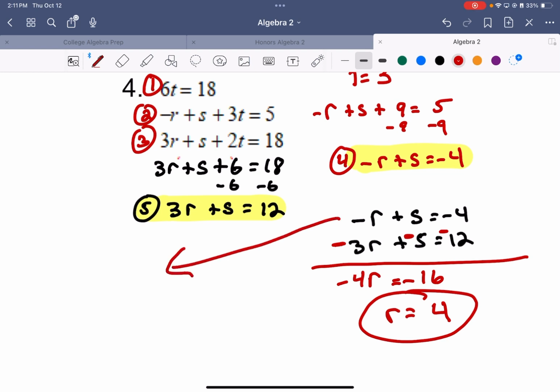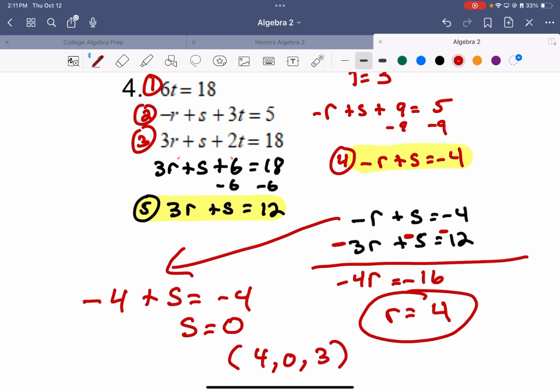I'm just going to take equation number 4 and substitute in 4 for the r value. So that's negative 4 plus s equals negative 4. Add 4 to both sides. S is equal to 0. Alphabetical order, R is 4, S is 0, T was 3. 4, 0, 3.